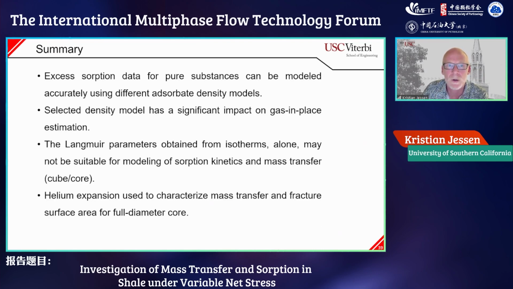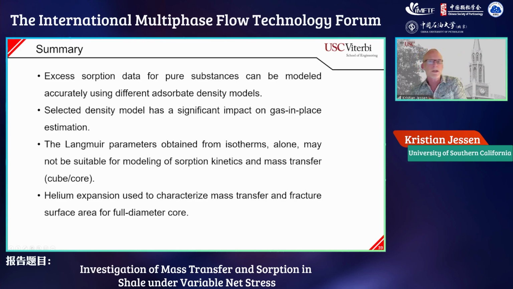Okay. So, without running too much over time, let me sum things up. One of the things that I showed you today was that the excess sorption data that we measure for pure substances can be modeled accurately using very different absolute phase density models. And that suggests that the selected density model can have a substantial impact on gas in place estimation if we use these type of approaches to back out how much gas in place we have.